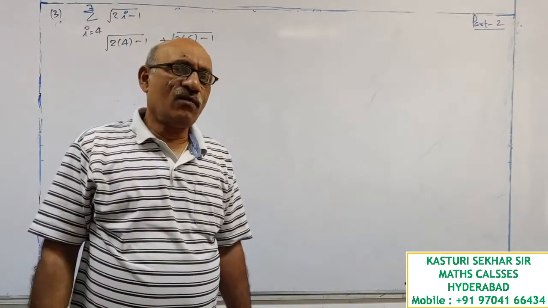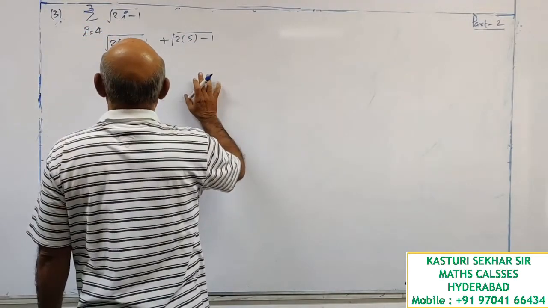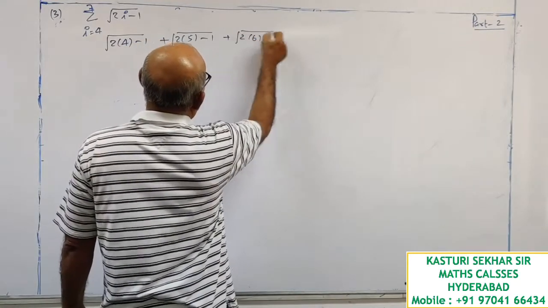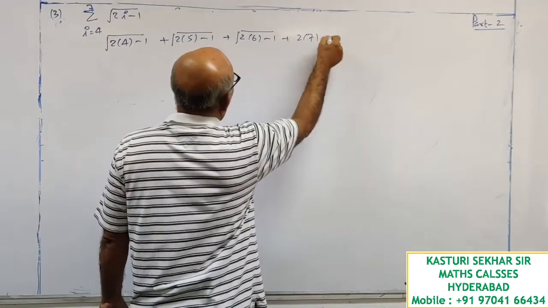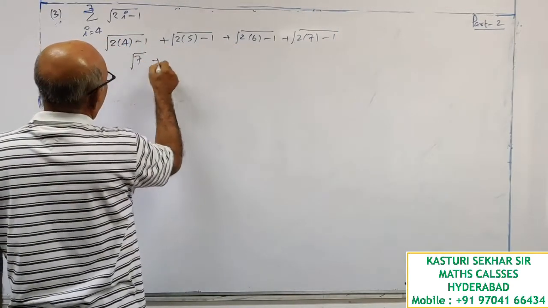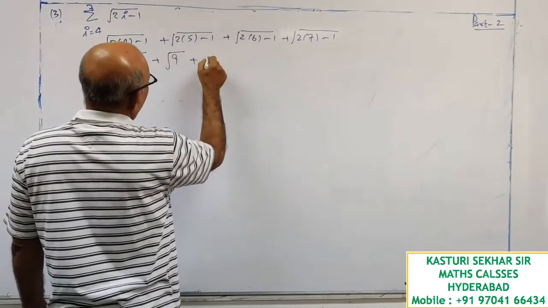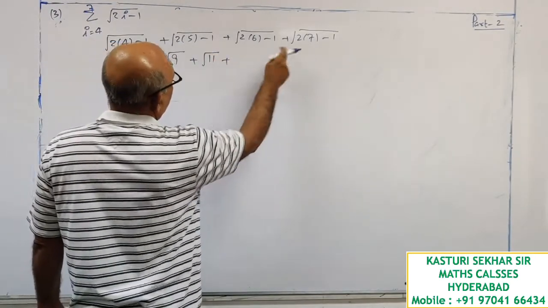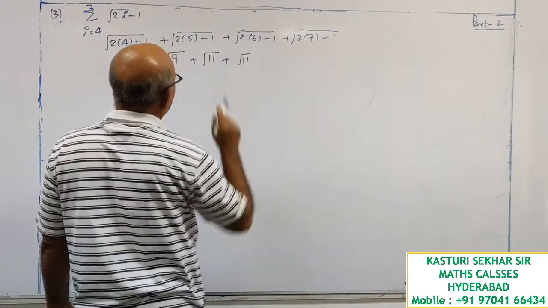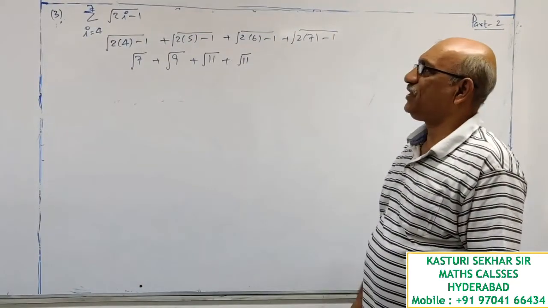Since i is taking the values from 4 to 7, so you have to replace i with 4, i with 5, i with 7. So square root of 8 minus 1, 7, plus square root of 10 minus 1, 9, square root of 12 minus 1, 11, square root of 14 minus 1. So this way a series is obtained.